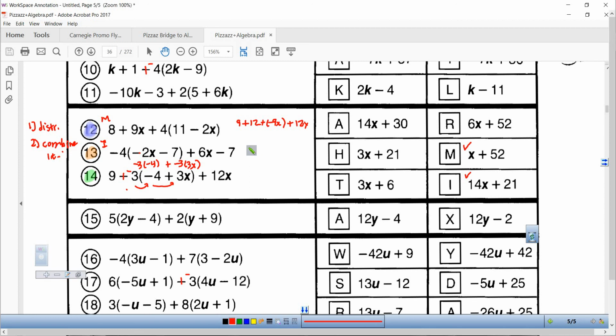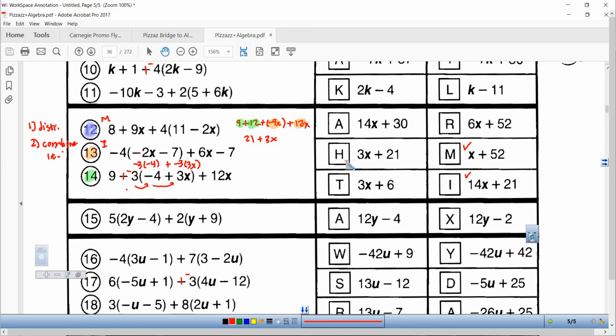Now we're ready to combine like terms. What do I have here? I have 9 plus 12. Those are like terms. Well, 9 plus 12, that's going to give me 21. All right, and then what do I have right here? I have a negative 9x being added to a positive 12x. And what do I have more of? I have more positives. How many more positives do I have? I have 3x, so I get plus 3x.